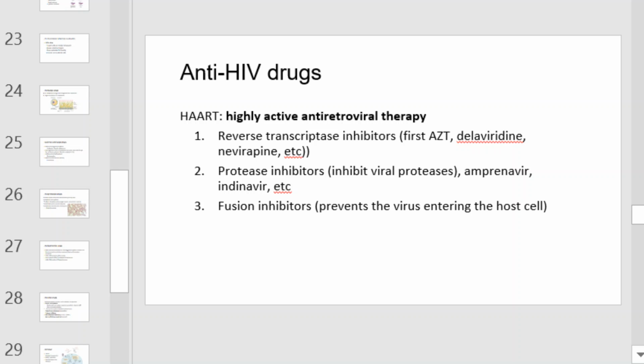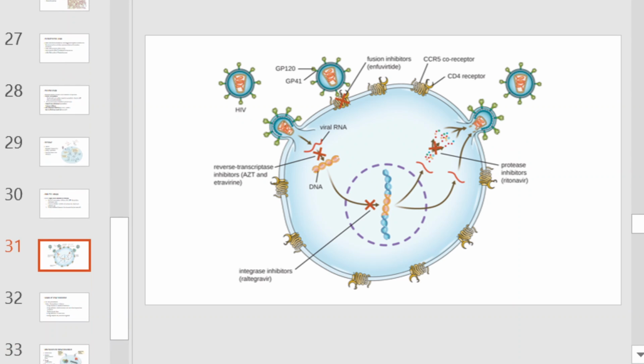Anti-HIV drugs. Anti-HIV drugs fall into a category of highly active antiretroviral therapy. There are drugs that include reverse transcriptase inhibitors, protease inhibitors, and fusion inhibitors that are used in concert to slow and/or stop the growth of HIV. This is an illustration of that process.